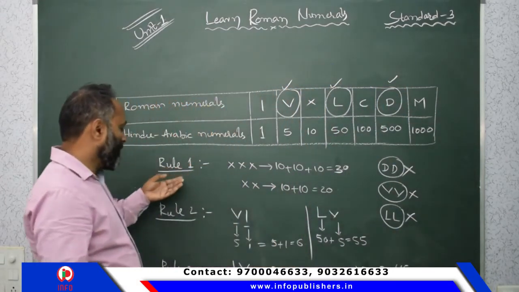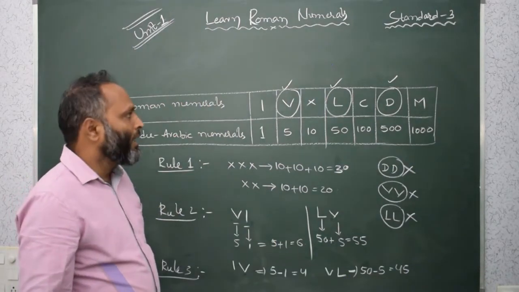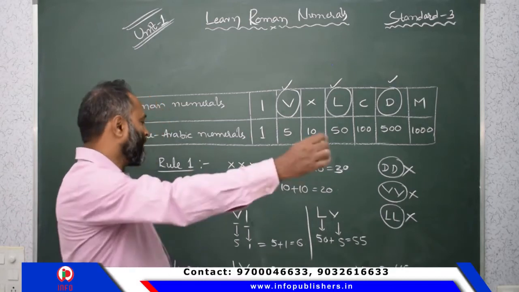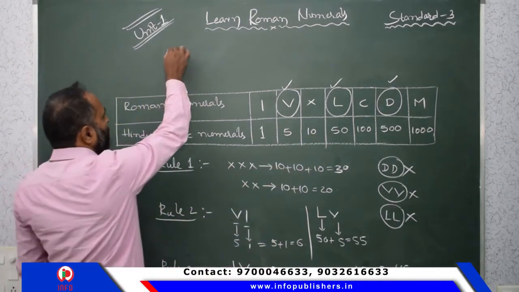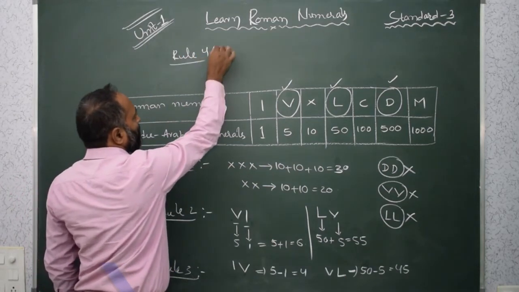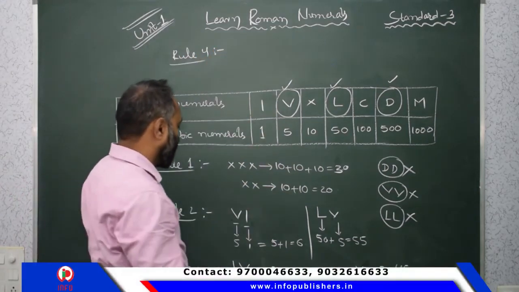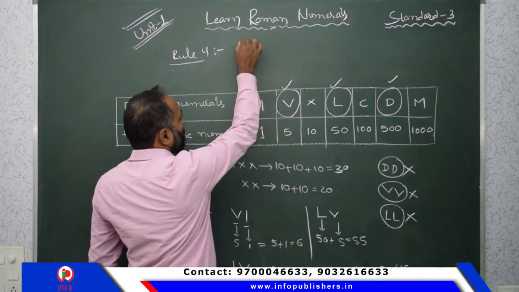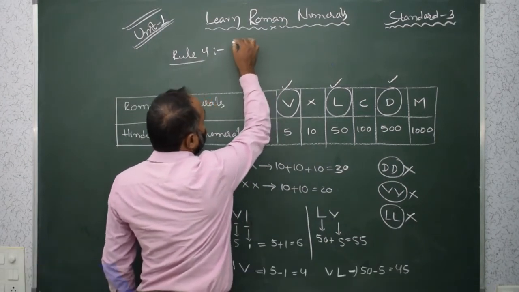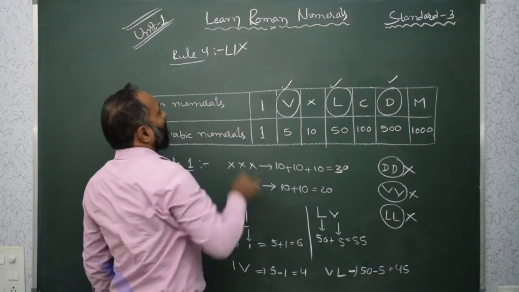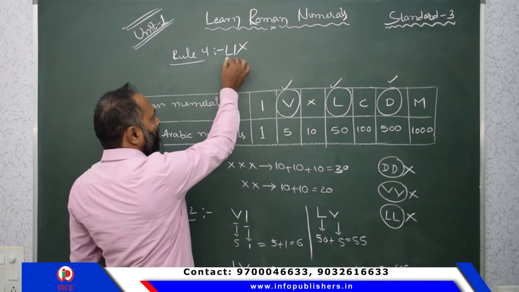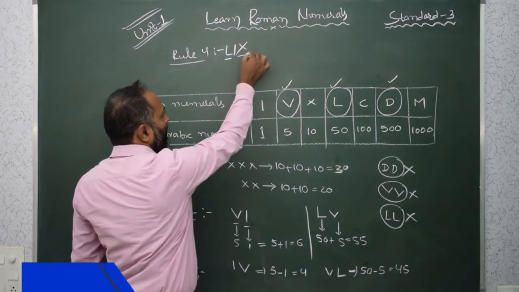So rule 1, rule 2 and rule 3 we discussed, and one more rule is there, the fourth rule. What is there in rule 4? LIX. This is the bigger Roman numeral, and this is the bigger Roman numeral.